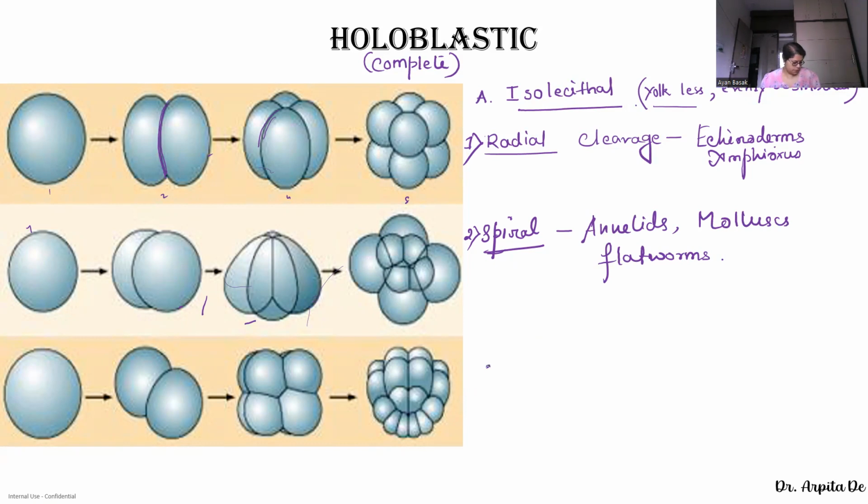Next, this one is what? This is your bilateral cleavage. Remember, this bilateral cleavage is found in tunicates. Very, very important. It is cutting bilaterally. It is found in tunicates.